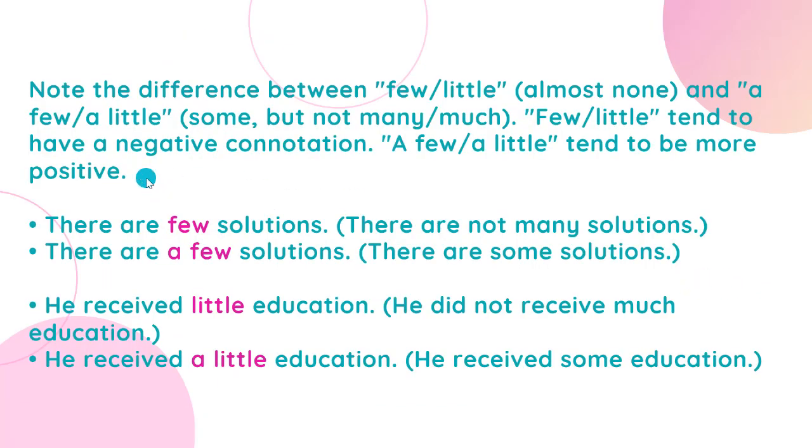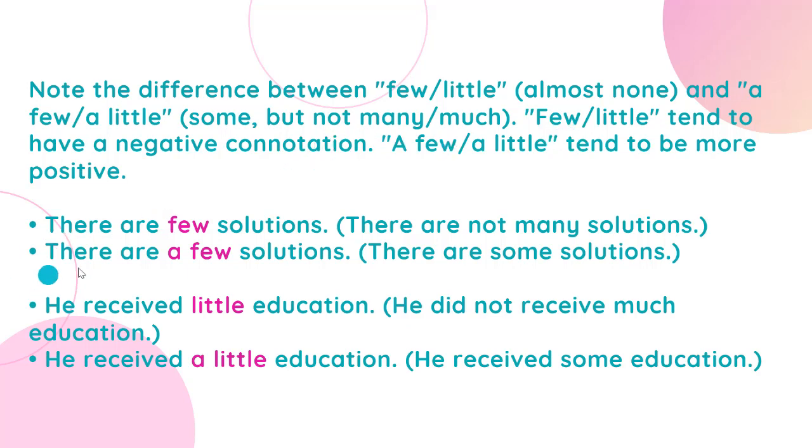Oke, selanjutnya di sini ada perbedaan. Know the difference between few dengan little. Ini yang hampir tidak ada. Dan a few dengan a little. Ada tapi tidak banyak. Few little tend to have negative connotation. And a few and a little tend to be more positive. Jadi kalau dia menggunakan few dengan little, itu konotasinya sedikit, dalam artian dia negatif gitu ya. Tapi kalau menggunakan few atau a little, itu biasanya positif.